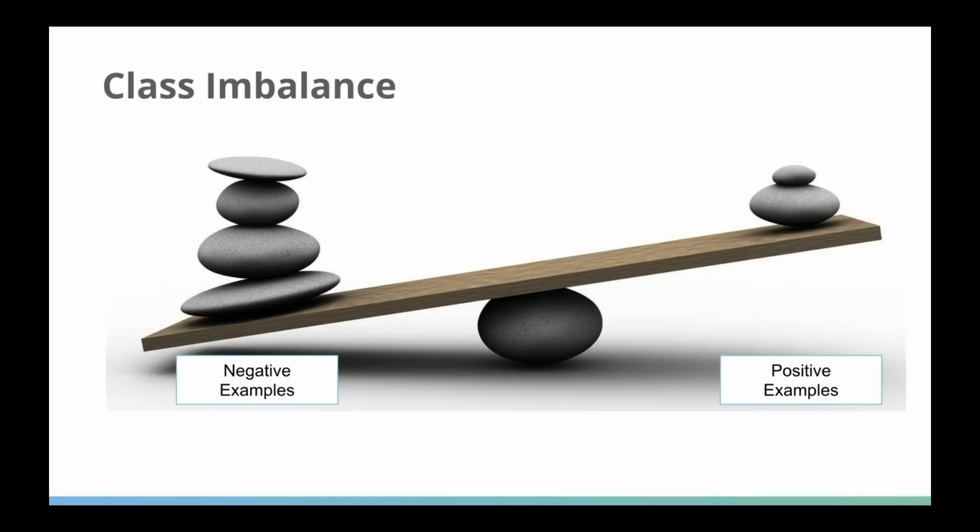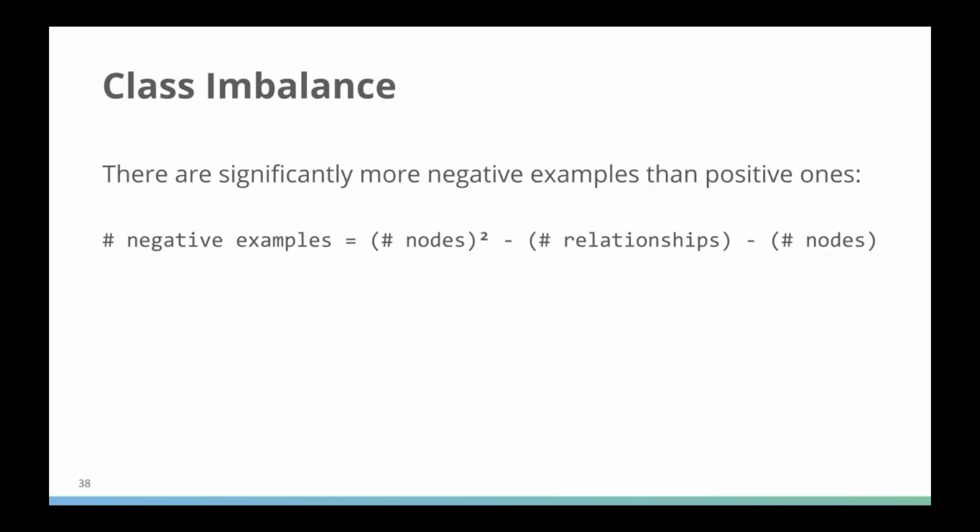If we go to the next slide, we can see why that's the case, because the number of negative examples, i.e. nodes that don't have a link between them, is a massive, massive number, and it only gets bigger as the number of nodes increases. This formula makes the assumption that we're not connecting nodes to each other, so the maximum number of negative examples is the number of nodes squared minus the number of relationships minus the number of nodes, and so it's significantly bigger than the number of positive examples that we're ever likely to have.